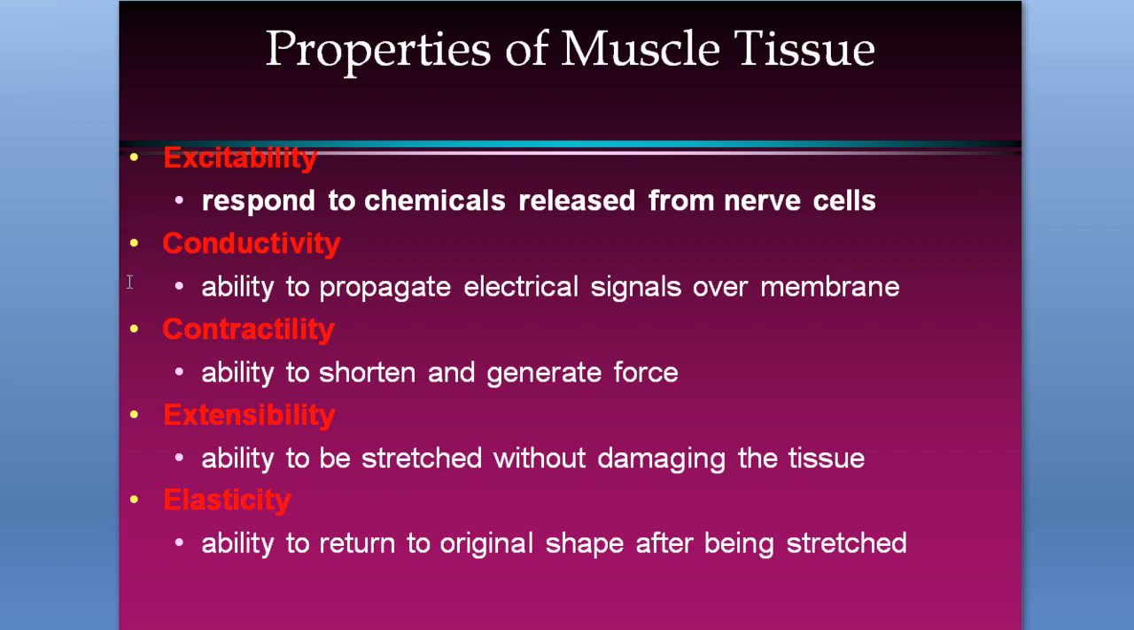All muscles contract. So we shorten the muscle and contract it. That's what muscles do. Muscles can also extend. So not only do they contract, but they extend, and they're kind of like rubber bands. They can go back to their original position without damaging anything. And then muscles have elasticity. So we can move them and they always return to their original shape. So these properties are unique to muscle tissue.